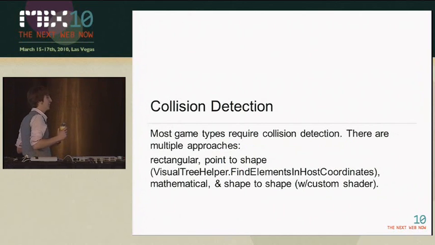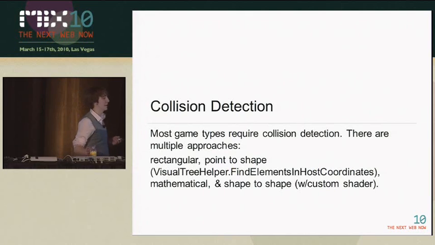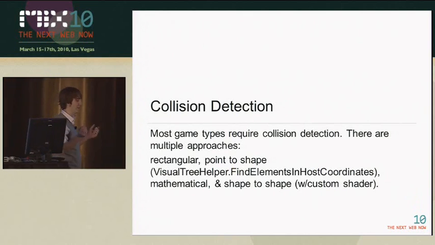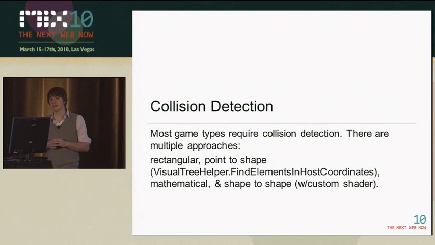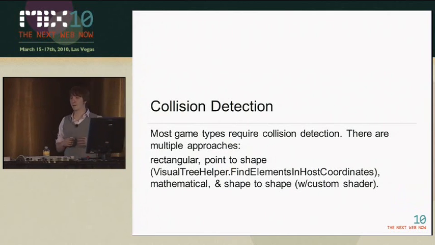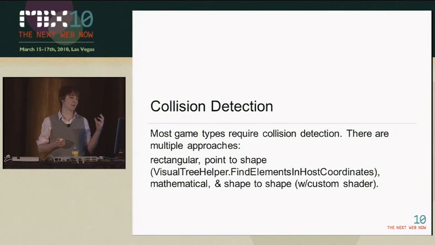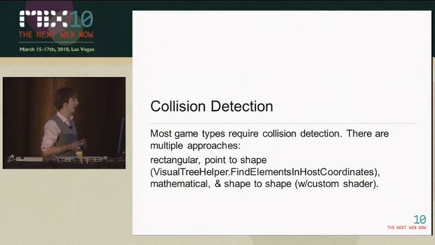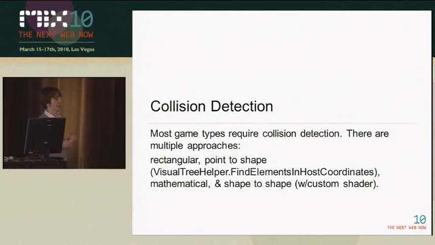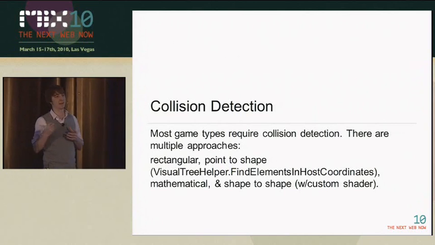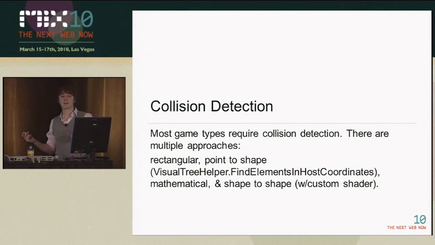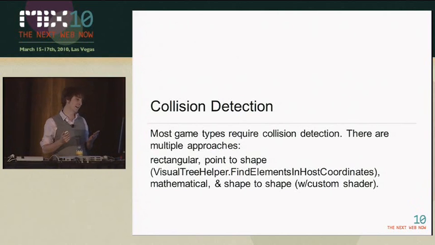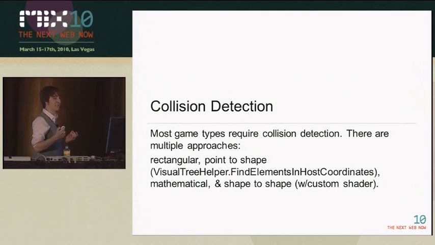Most games, not all, but most games require some form of collision detection, right? We need to know when two things run into each other. We have a lot of options for this. We can work with the rectangular bounds of things, and we can use methods on the rectangle to find intersection with a point or intersection with another rectangle. We can do point-to-shape collision detection using VisualTreeHelper.FindElementsInHostCoordinates.